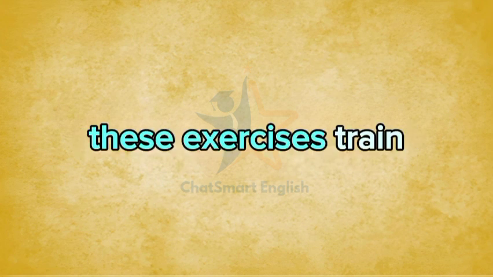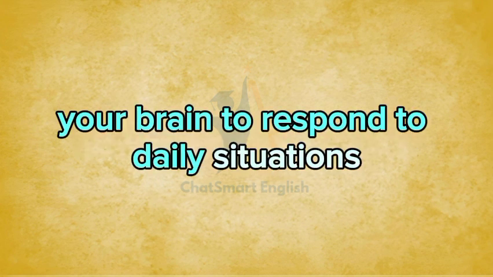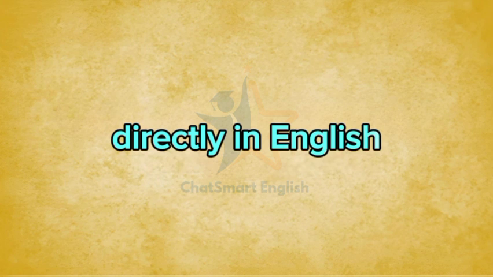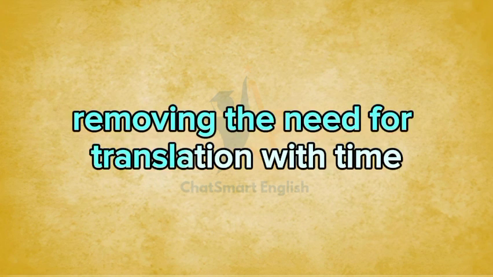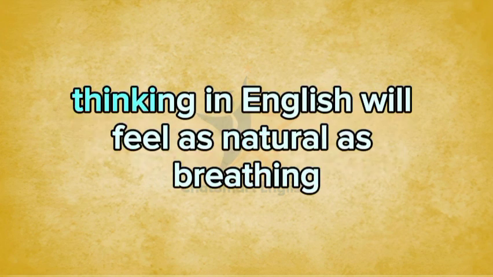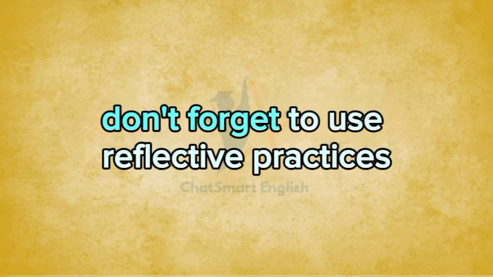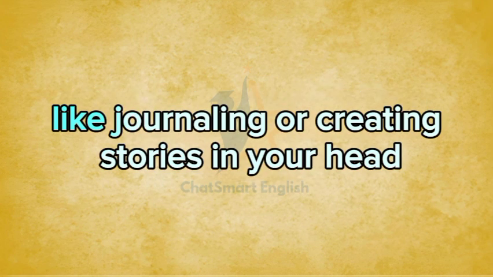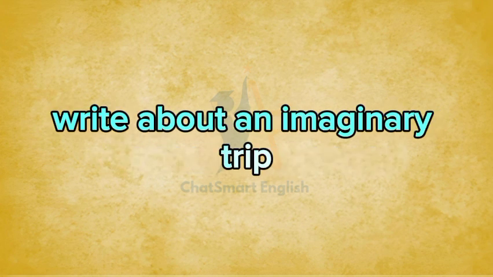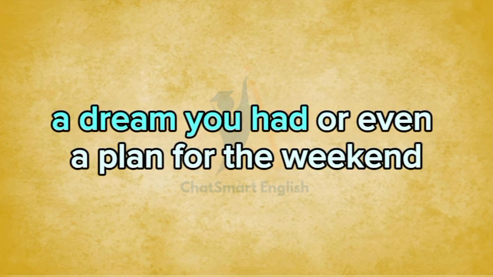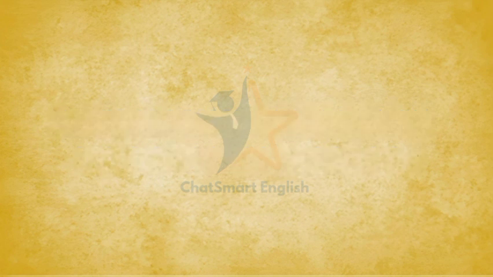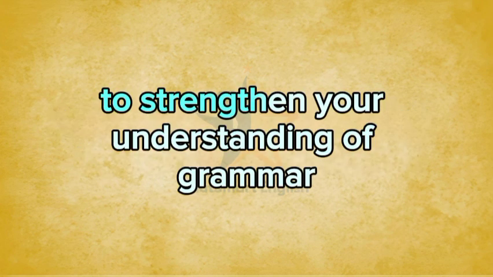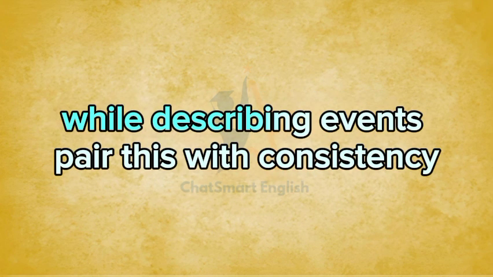These exercises train your brain to respond to daily situations directly in English, removing the need for translation. With time, thinking in English will feel as natural as breathing. Don't forget to use reflective practices like journaling or creating stories in your head. Write about an imaginary trip, a dream you had, or even a plan for the weekend. Use different tenses to strengthen your understanding of grammar while describing events.